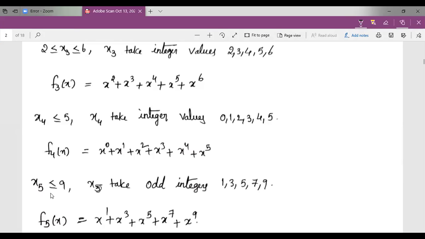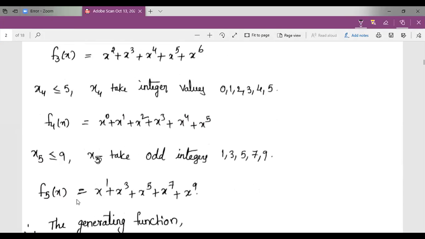So the function defined for x5 uses the values 1, 3, 5, 7, 9. These are all odd numbers, which satisfy the condition x5 ≤ 9. So f5(x) = x^1 + x^3 + x^5 + x^7 + x^9. These are all the functions for the given constraints.